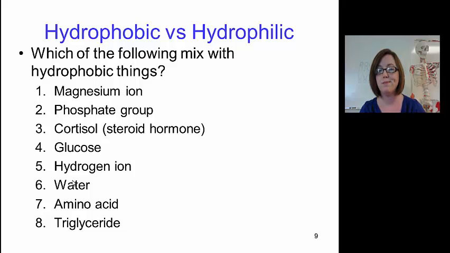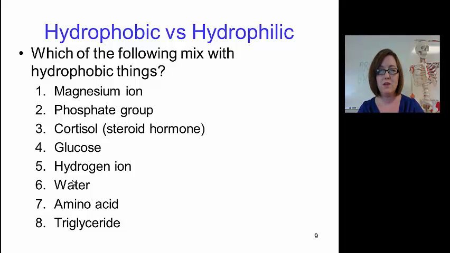How about glucose? It doesn't carry full charge. It's not an ion. But is it hydrophobic or hydrophilic? C6H12O6. You have a lot of oxygens there. They form oxygen-hydrogen bonds, which are polar, so this will be hydrophilic. Not going to mix with something that's hydrophobic. Hydrogen ions. It's an ion. It has charge. It's hydrophilic. It won't mix with something that's hydrophobic. Water. Well, water does like itself, so water is hydrophilic. It's not going to mix with a hydrophobic thing.